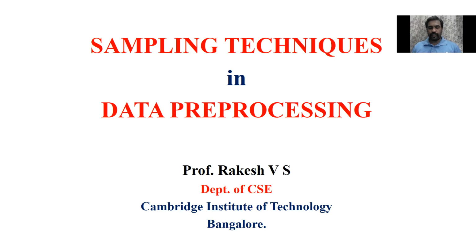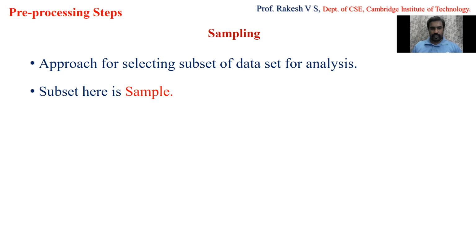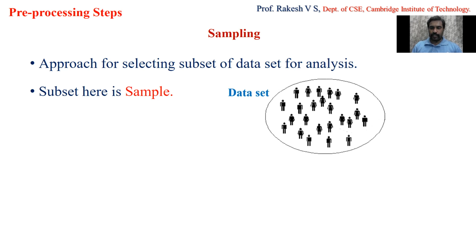In today's session, we are going to learn about sampling techniques in data preprocessing. Sampling is a commonly used approach for selecting a subset of a data set for analysis purposes. Here, the subset of data that we have considered will be represented as a sample. For example, consider the data set given, which has n objects in it. Among these n objects, I'll be selecting a few of the objects and making them a separate set called a sample.